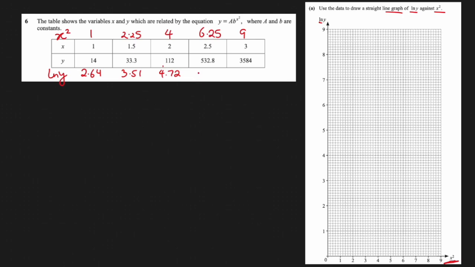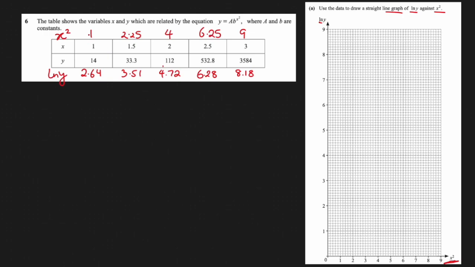6.28. I'm rounding off every one to 2 decimal places. And finally we have natural log of 3584, 8.18. And hopefully if I plot these points on this graph given, I will get a straight line.